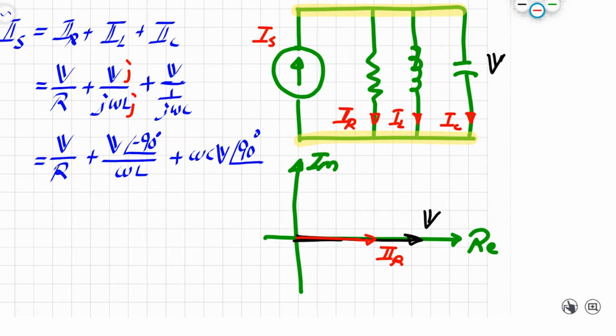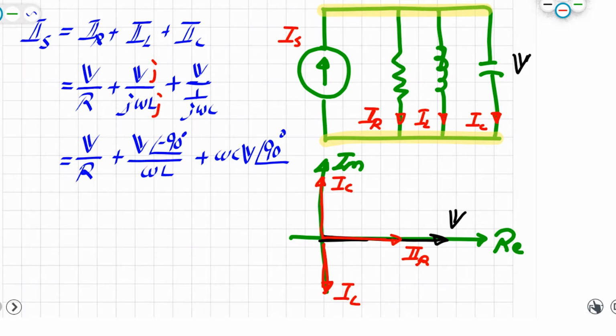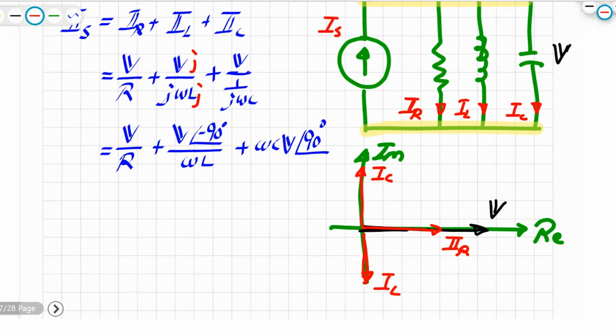But if you look at the IL, you notice that the IL is negative 90 degrees compared with the voltage. So the IL is here, lagging voltage by 90 degrees. So this is IL. IC is here, because IC is leading voltage by 90 degrees. Now, whether the IC is larger or IL is larger depends on the frequency.